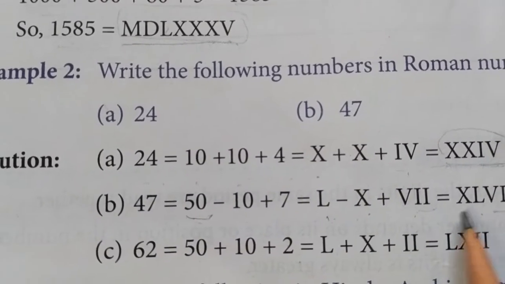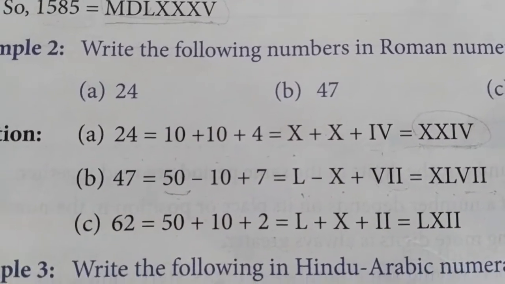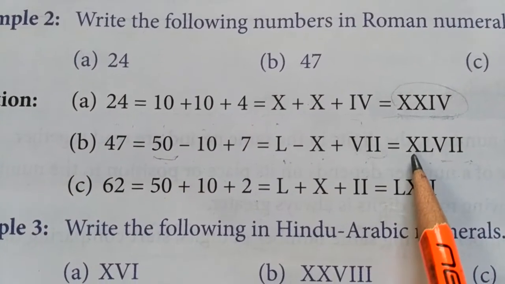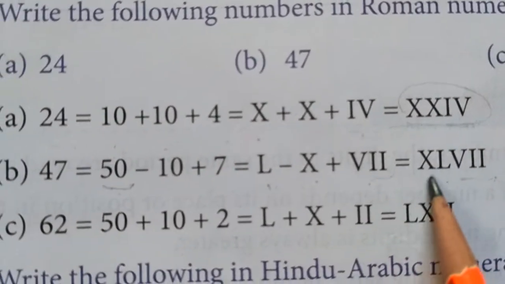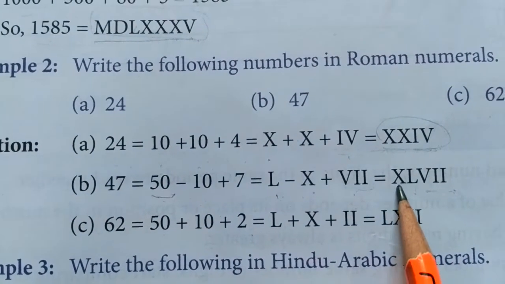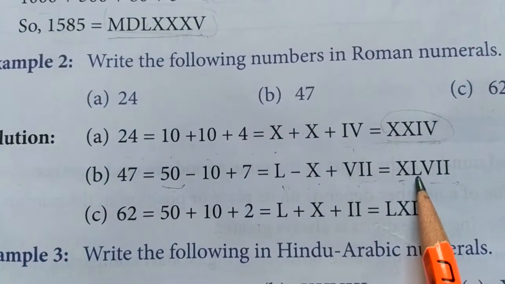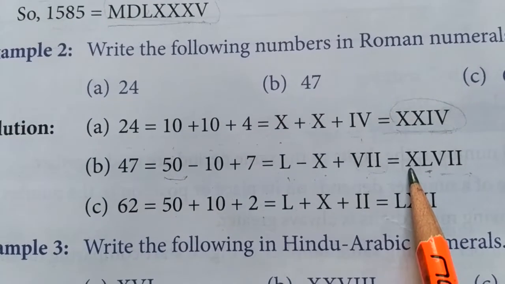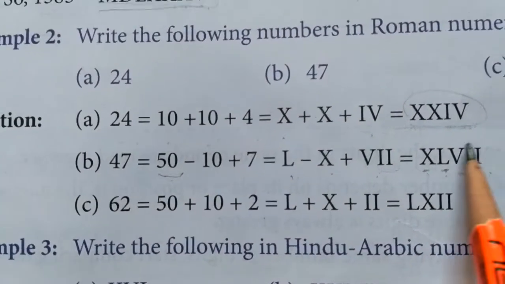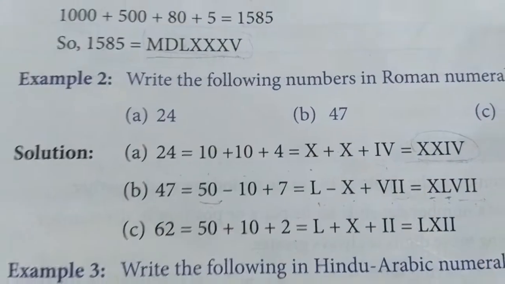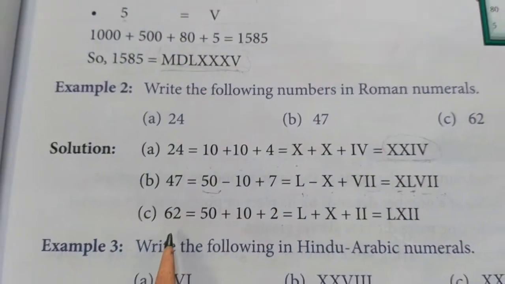Okay. 47. How does it become 40? Because this is 10 and this is 50. So the smaller numeral can get subtracted from the larger numeral. So from 50 we will subtract 10. It will give us 40 and this is 7, and it will become 47. Okay. So now let's see the next example.